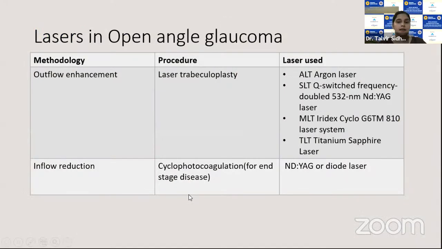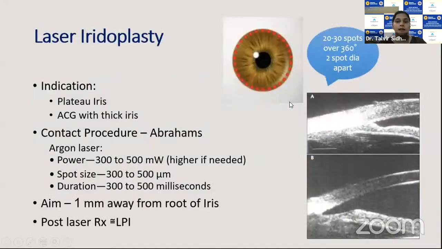And moving on to laser iridoplasty. Laser iridoplasty, as I've already talked, actually uses a coagulative laser. You apply 20 to 30 spots over 360 degrees of the peripheral iris, 1 millimeter away from the root of the iris, to thin out the peripheral iris in case of plateau iris or angle closure glaucoma with thick irises.